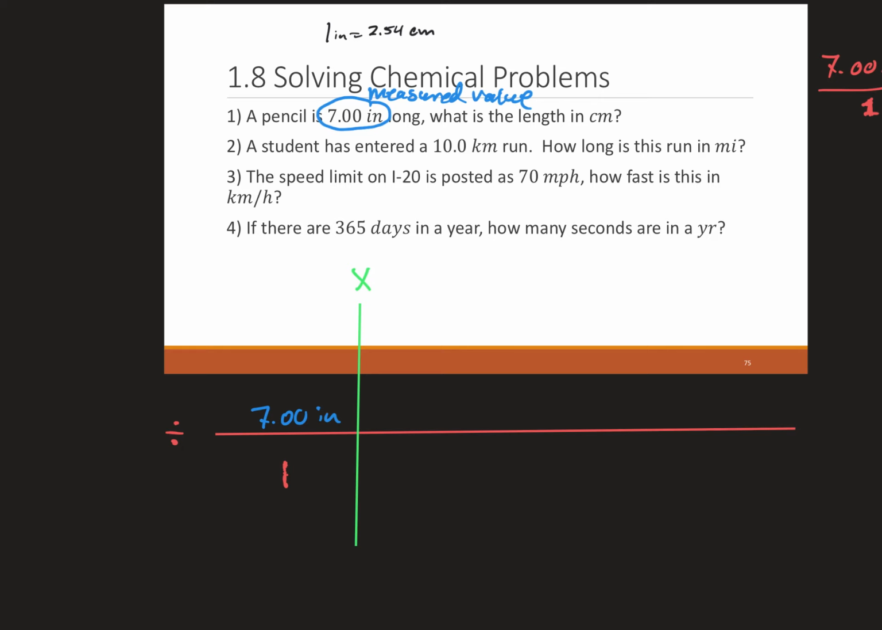The next thing we're going to do is put in the conversion factor. So first things first, we have our measured value in the top left corner. Next, we're going to have the conversion factor.